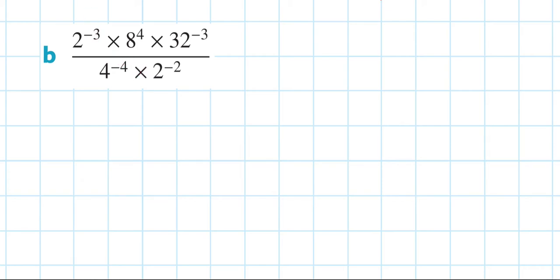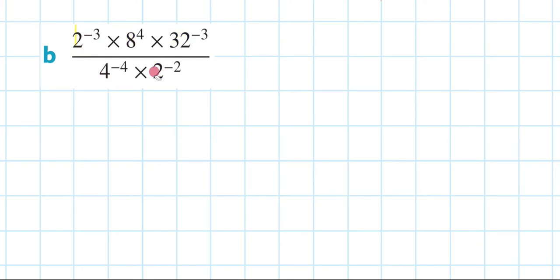Well, this is where you have to be able to inspect this and come to some observations. So I have 2, I have 8, I have 32, I have 4, and I have 2. What do 8, 32 and 4 have in common with this 2 and this 2? What you need to know is that I can only apply my first and second index laws if my bases are the same. So I need to make these bases the same, and I know that 8, 32, and 4 can all be written as 2 to the power of something. So that's exactly what I'm going to do.